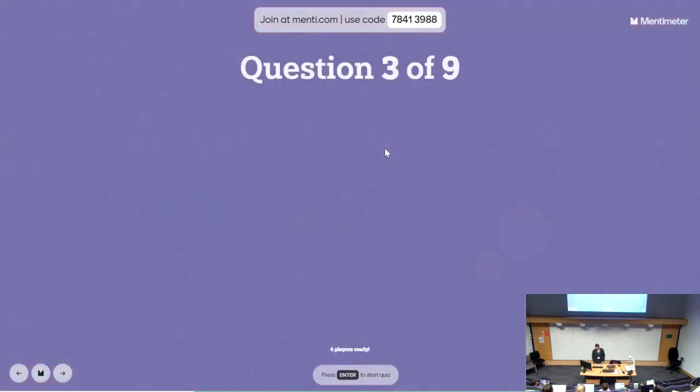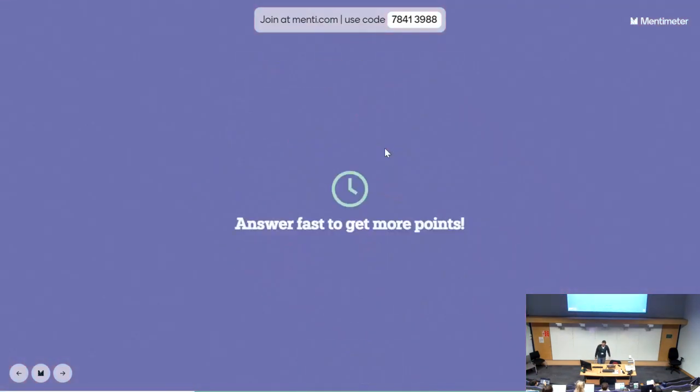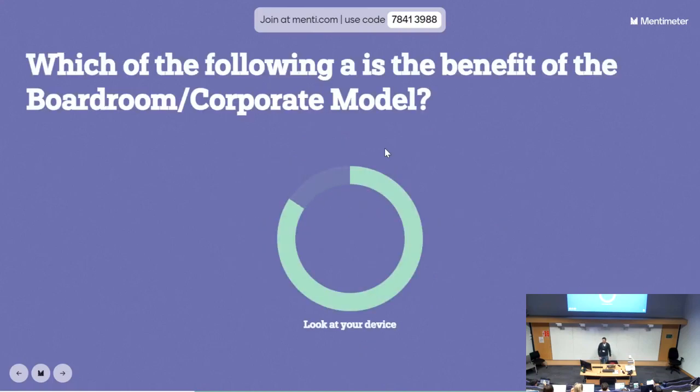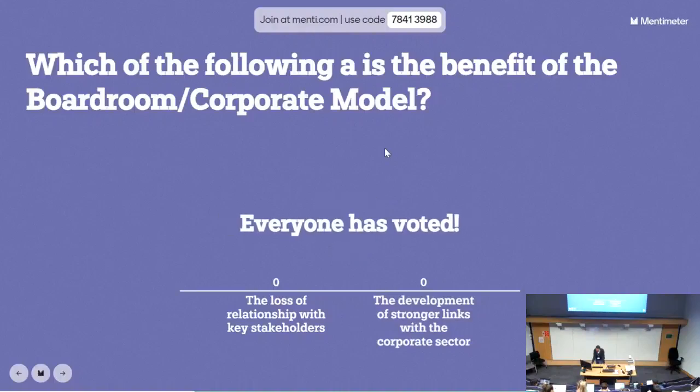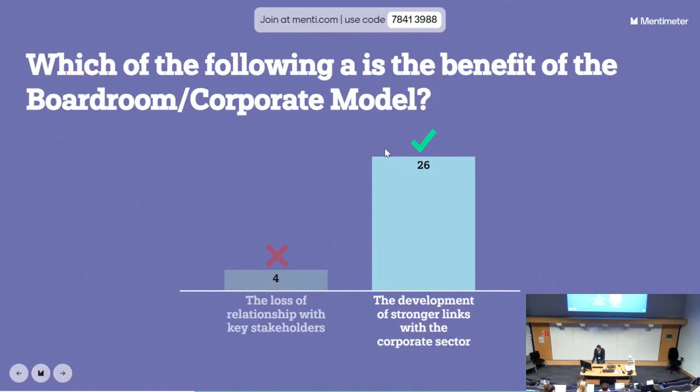Charlie's on a mission today, obviously. Okay, question 3. Which of the following is a benefit of the corporate boardroom model? I've obviously put a typo there. Okay, yep, developments, stronger links with the corporate sector.